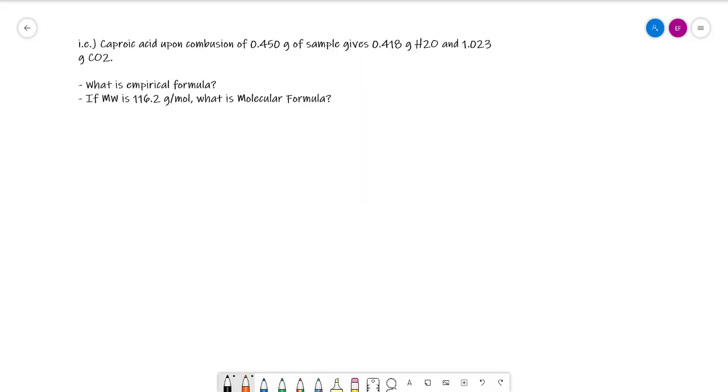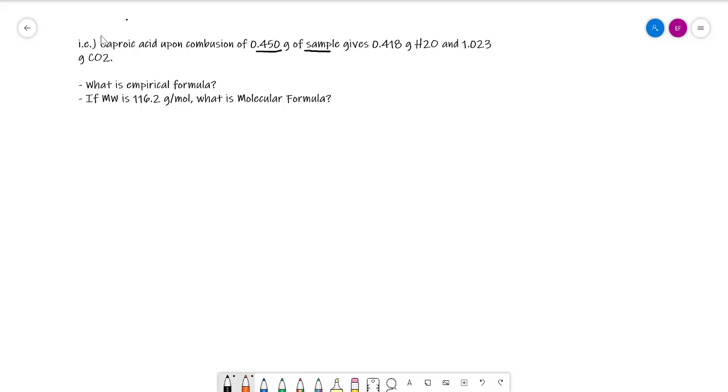Okay, so we've got sort of a perfect example here. This is coming out of your textbook. It states that we've got this thing called caprylic acid, which we don't know and we're not meant to know. We're trying to figure out what it is. And we have 0.450 grams of it, and that's the sample we have, and we're going to combust it in oxygen, as mentioned before, to yield 0.418 grams of water and 1.023 grams of CO2.